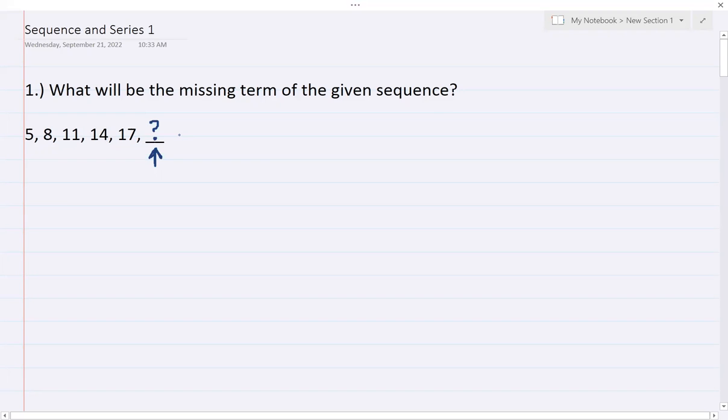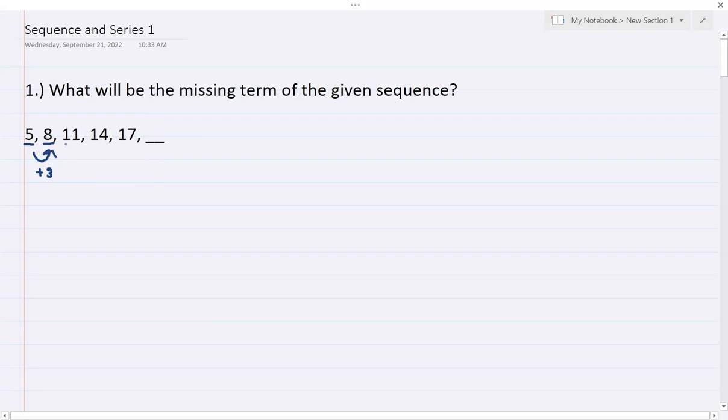First, you need to observe the sequence and its pattern. We have 5. Then the next term is 8. How did we get 8 if the previous term is 5? We get 8 by simply adding 3 to 5. So 5 plus 3 is 8, right?